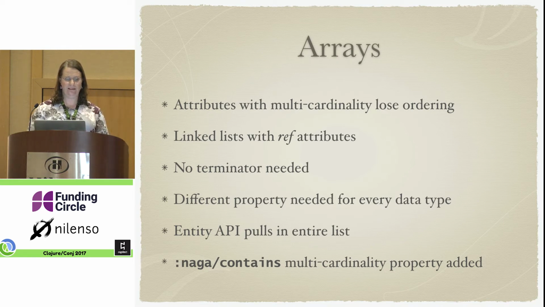But if we're using the Entity API, it provides lazy access to the entire list in one step, which can be quite useful. Finally, despite all of this effort to maintain ordering, we often use arrays because we did actually want set semantics, and the only data type that JSON provided was an array. Because of that, we've added in a contains property, which gives us a single step to every cons entry in the list. It's just a convenience, as it's just a little easier to query for that instead of using a recursive rule.